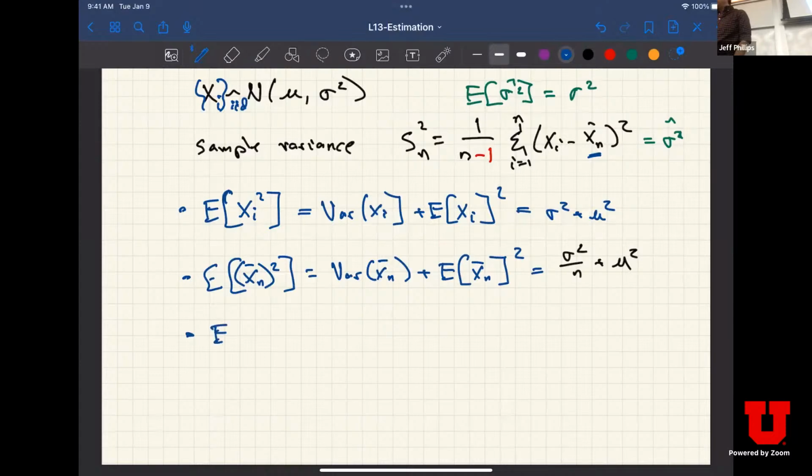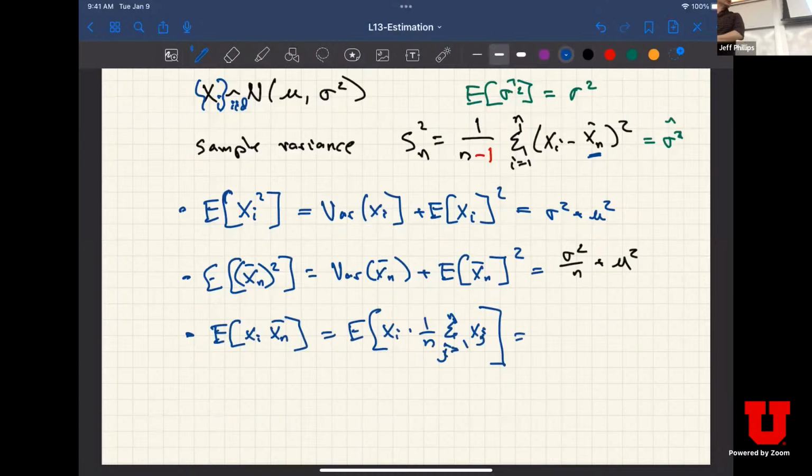Okay. So we also need the expected value of Xi times Xn bar. We're going to write down these facts, and then we're going to write out the expected value of Sn squared, expand that, and plug these things in to see where the n minus 1 comes from. I can expand out Xn bar here. This is Xi times 1 over n, the sum over j equals 1 to n of Xj. By linearity of expectation, I can push through the 1 over n in the sum, and I get the expected value of Xi times Xj.